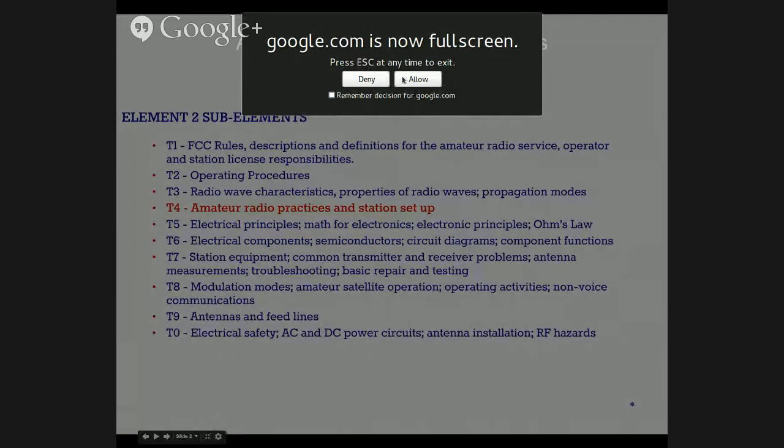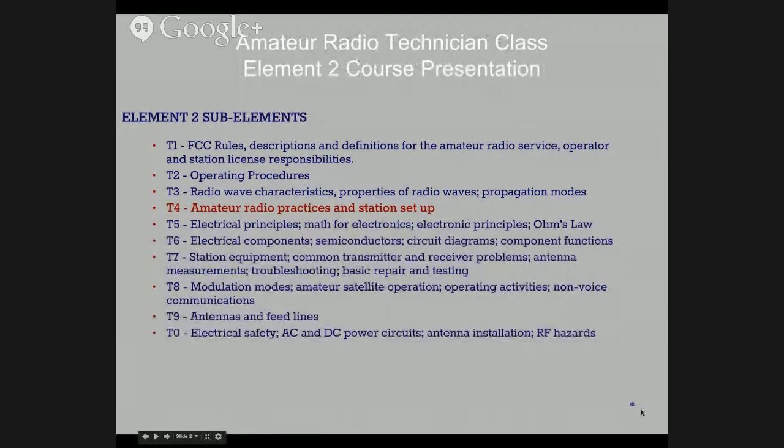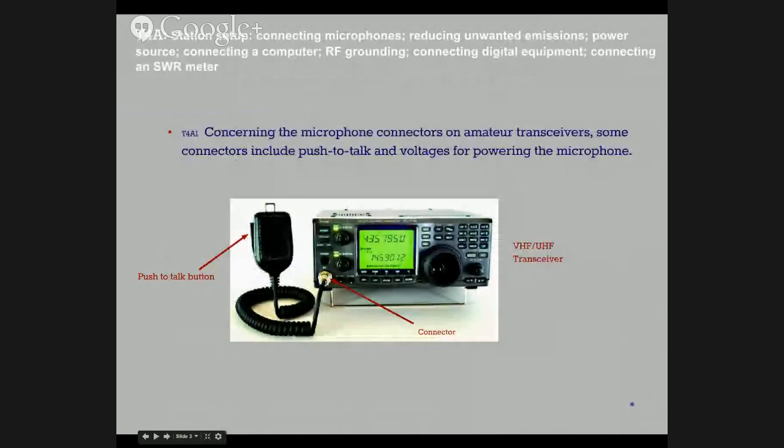Alright, so T4 covers station setup, more of the technical side of things, a little less science, a little more hands-on. Do I have my notes working? Yes, I do. There are many different radio manufacturers, and unfortunately they all haven't agreed on a single standard, and there's really no reason to. A single standard for microphone connectors.